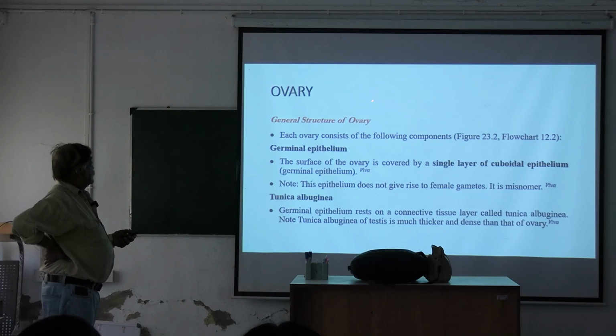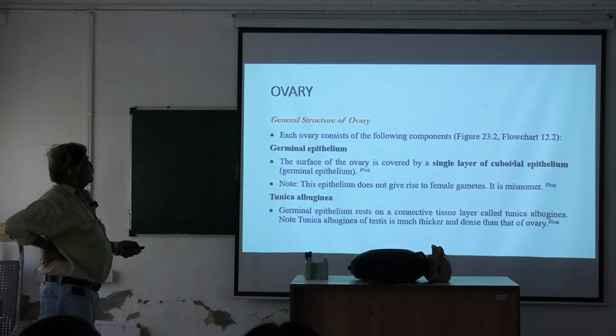Now, the general structure of the ovary. Each ovary consists of the following components. Germinal epithelium: the surface of the ovary is covered by a single layer of cuboidal epithelium, the germinal epithelium. This can be asked in viva. Note, this epithelium does not give rise to female gametes; it's a misnomer. Tunica albuginea: the germinal epithelium rests on the connective tissue layer called the tunica albuginea.